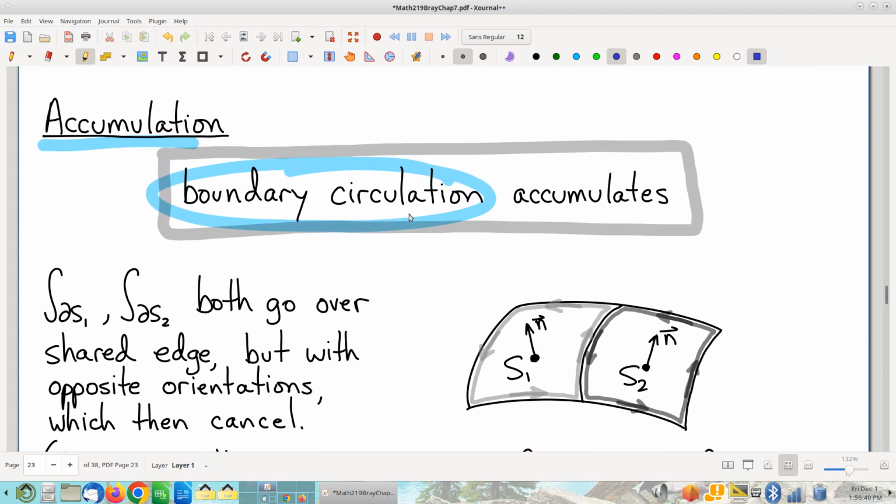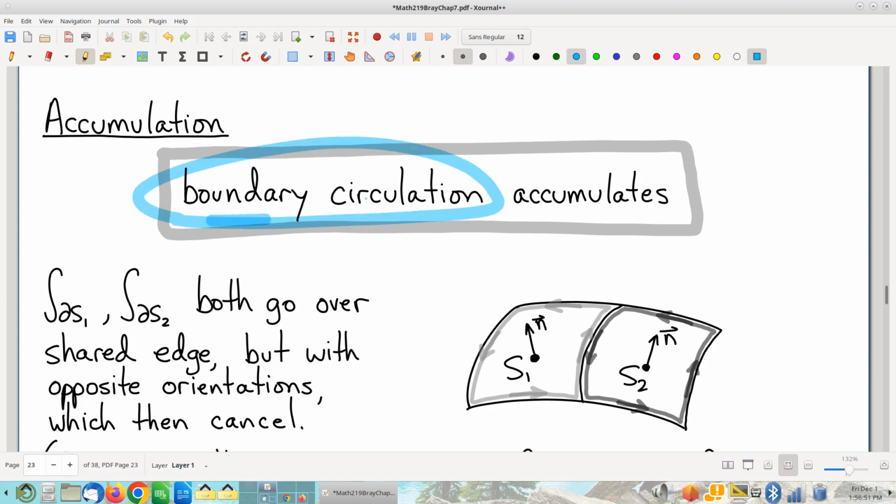Accumulating quantity. Y'all have seen morally equivalent arguments here a million times, so I'm going to go a little quickly through this, though I claim that the nice punchline is boundary circulation is the accumulating quantity. And just to be clear, boundary circulation accumulates over surfaces. In other words, it is surfaces that, if you cut into two and then look at the resulting pieces, you get the accumulation.